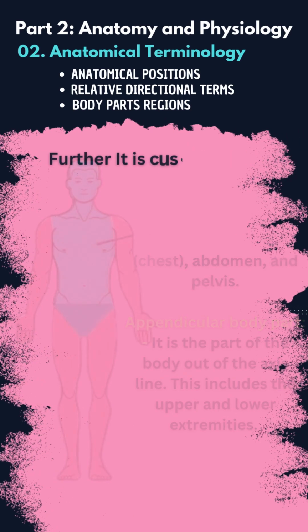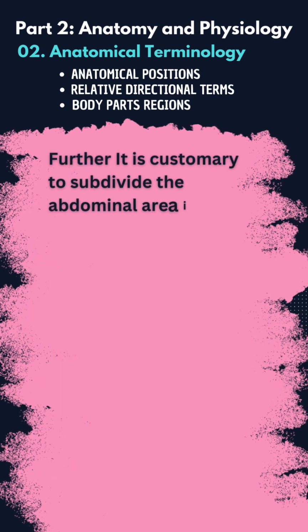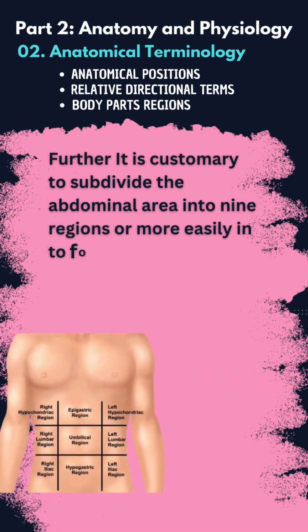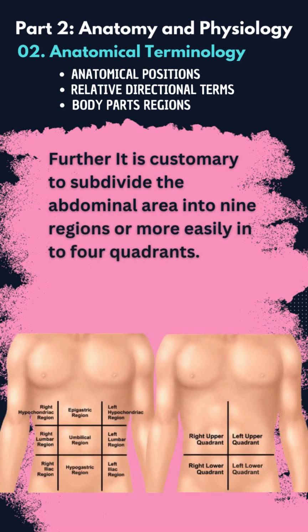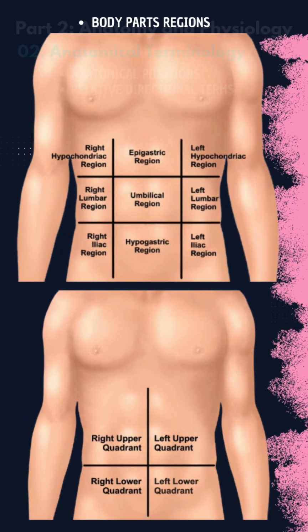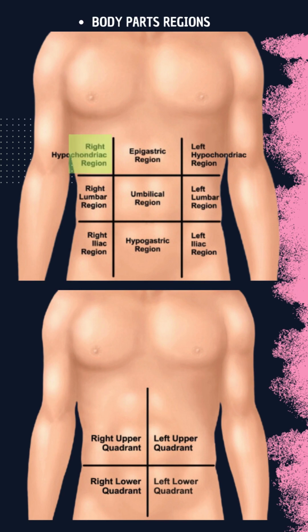Further, it is customary to subdivide the abdominal area into 9 regions or more easily into 4 quadrants. We can divide the abdominal areas into 9 regions as shown in the image. Let's focus on the image and see what these regions are called: right hypochondriac region, left hypochondriac region, right lumbar region, left lumbar region, right iliac region, left iliac region, epigastric region, umbilical region, hypogastric region.